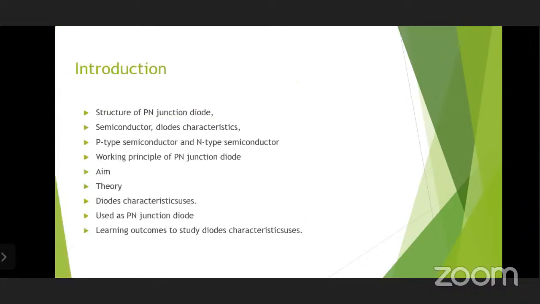Then introduction of my topic. PN junction diode introduction, structure of PN junction diode, semiconductor, p-type semiconductor and n-type semiconductor. Then working principle of p-n junction diode. Then aim of p-n junction. Then theory, diode characteristic, use of p-n junction diode. Learning outcome: to study diode characteristic.